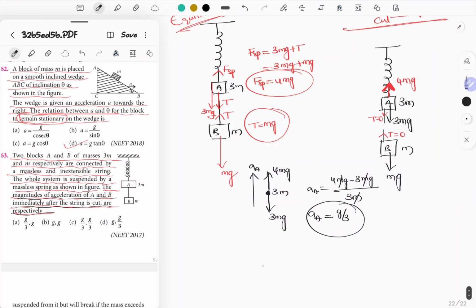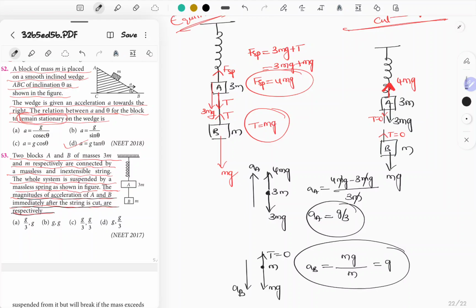Let me find the acceleration of block B. Block B mass is m. Upward there is no tension, tension is equal to 0. Downward it's weight. Then definitely this block will be moving downward with an acceleration AB. Then AB is equal to F net, that is mg, divided by mass m, which is equal to g. So this block B is under free fall motion. It is freely falling after the string is cut.